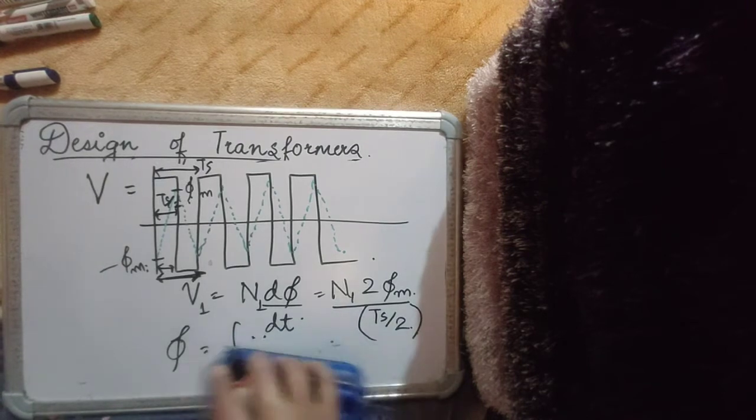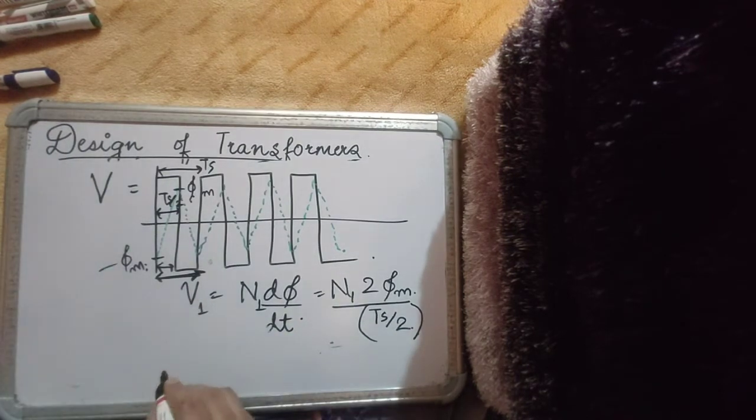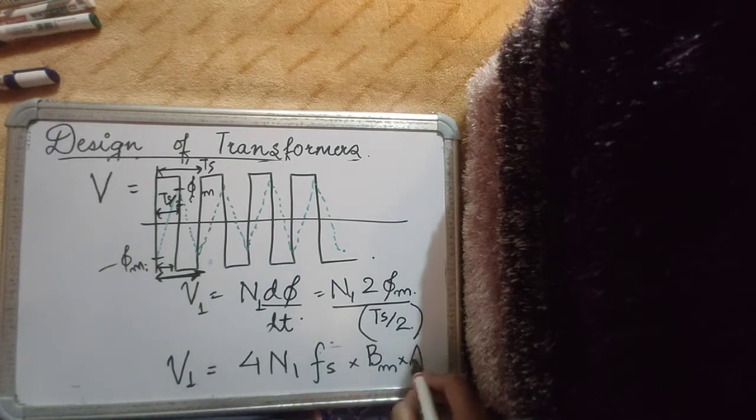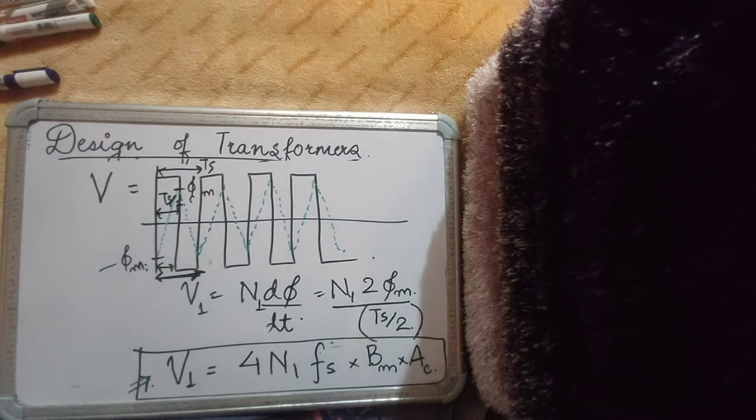This brings me to the equation of voltage across the primary being equal to 4 times N1, into the switching frequency (1 upon Ts), into phi m, which is nothing but the maximum magnetic flux density, into the area of the core. You must have seen such an equation even while studying about transformers in AC circuits, just that instead of having the high switching frequency over here, you had the low frequency AC. That particular frequency was used over here.